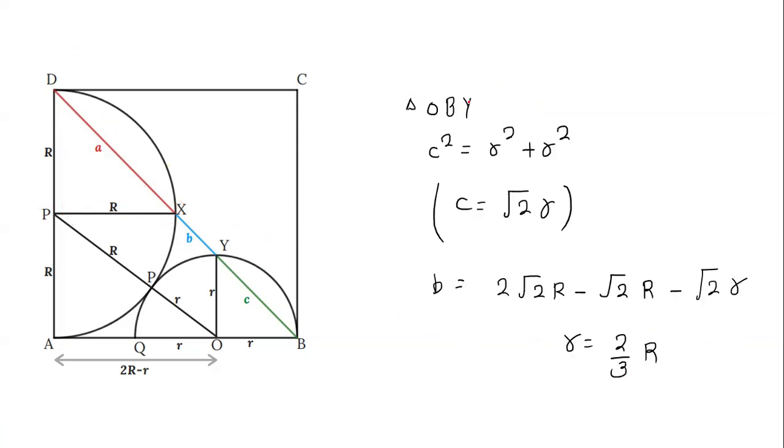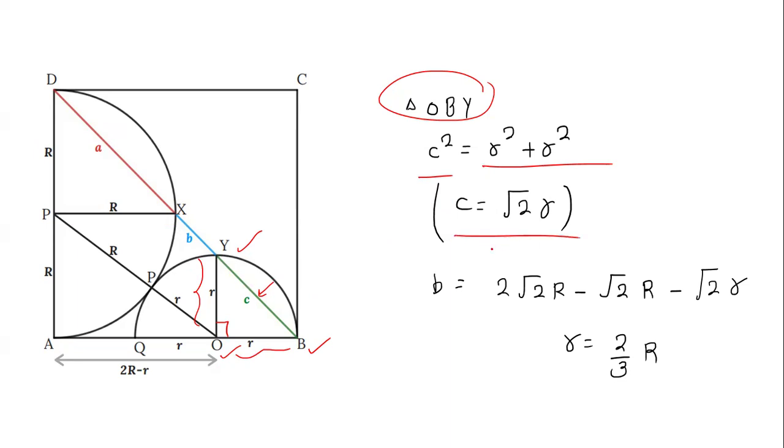Now you look at the triangle OBY. So this is O, this is B, this is Y. This green line length is small c, so you can write this small c square is equal to this small r square plus small r square after applying the Pythagorean theorem. So it will come like this, and after simplifying, you can find the small c value as root 2 times small r.